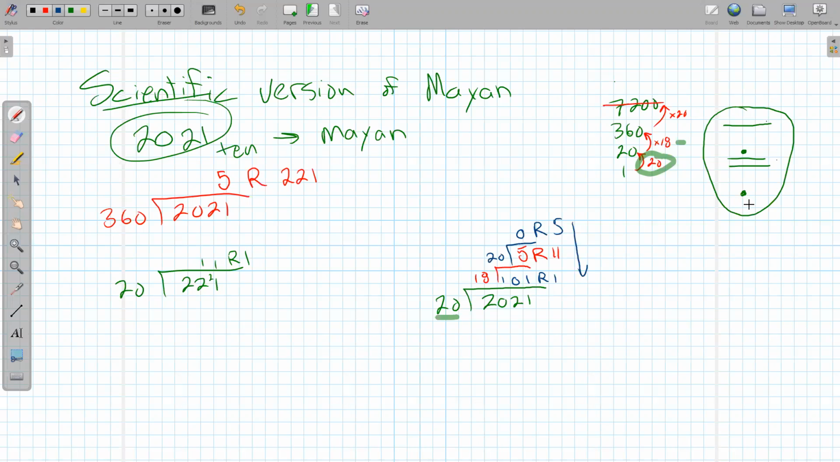So given the change in the multiples of the bases, I don't know if I like this quicker method for converting scientific Mayan. I think I like the place value counting back change method better. I don't know about you guys. Curious, what do you think? Counting back change or repeated division for the scientific Mayan? Anybody want to vote?